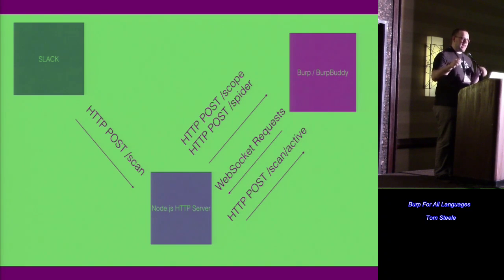I programmed Slack so that when I gave it a command, /burpscan URL, it would HTTP post to a server I control. This is my Node.js HTTP server that I have running on the internet somewhere. My Node.js server takes that URL and then starts interacting with Burp Buddy, which is running on the internet somewhere as well. So now in Slack, I can say /burpscan URL, it'll go to my HTTP server, and I can start doing an active scan on a URL.